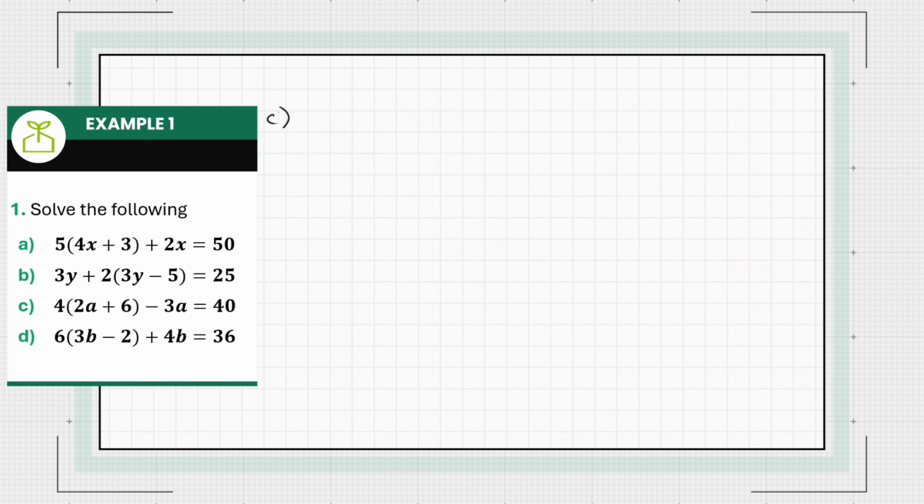Alright, let's do C. For C, we have 4 bracket 2a plus 6, minus 3a, is equal to 40. Let's expand these out. 4 times 2a is just going to be 8a, and then 4 times 6 is going to be 24. Minus 3a is equal to 40.